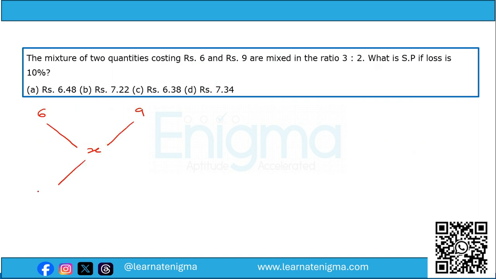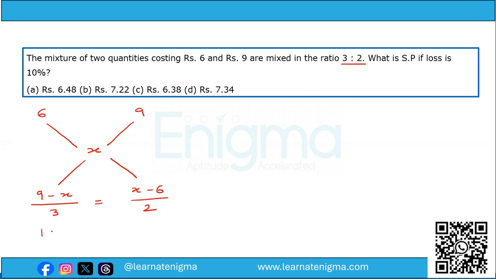So now, by cross subtracting, we have here 9 minus X and over here X minus 6. Now, the ratio is given to us as 3 is to 2. So therefore, we can have the equation as (9 minus X) upon 3 is equal to (X minus 6) upon 2.